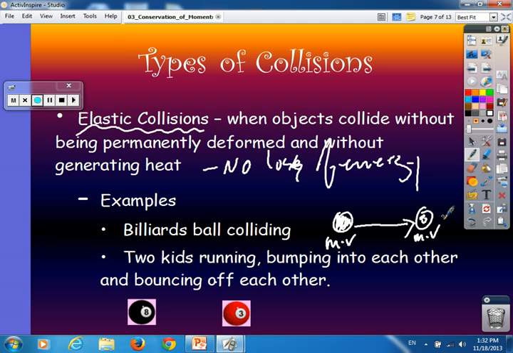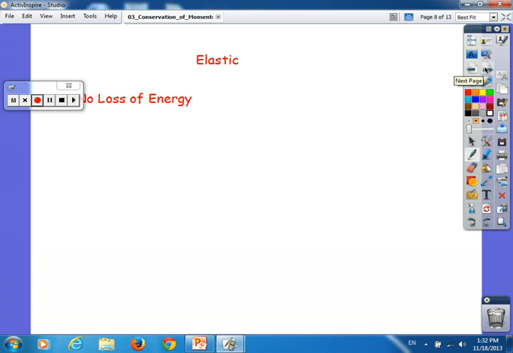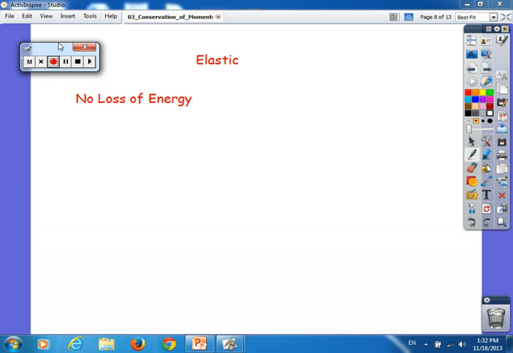We'll look at a couple of situations for elastic collisions. Remember, there's no loss of energy. I was just going to put in a couple of examples for you.